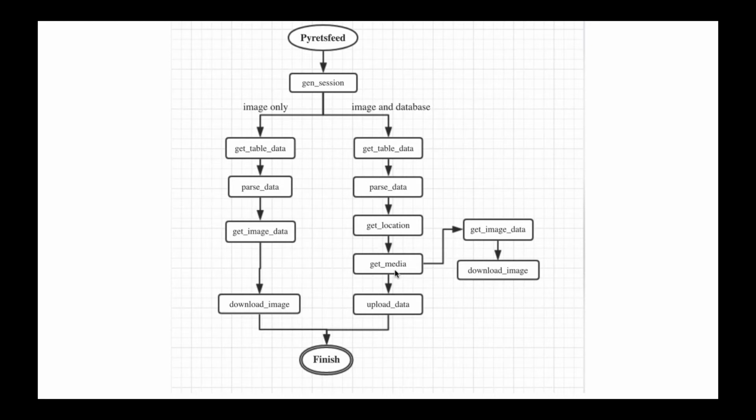So after this getMedia function, we will have downloaded all the image files, and then we upload data into our database, which means we will upload the properties data and also the detailed information and the image names and other information into the database. So after this, we will finish this program.